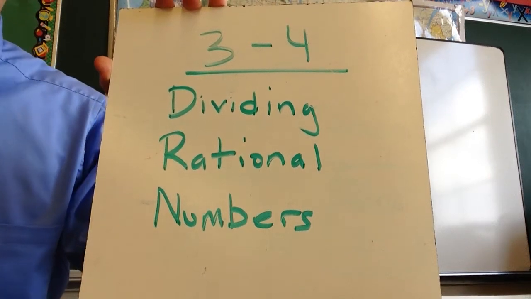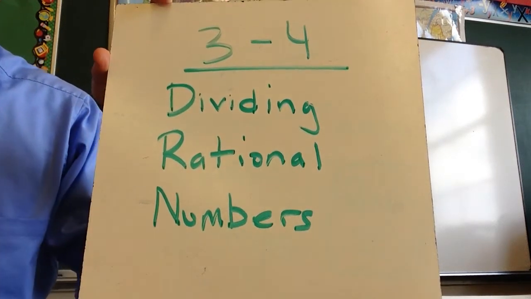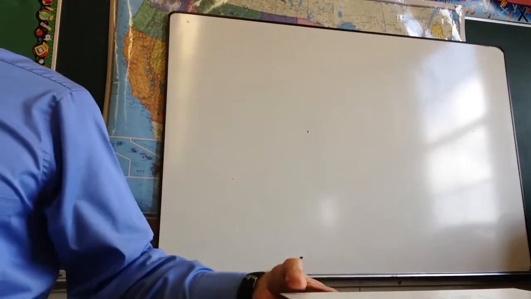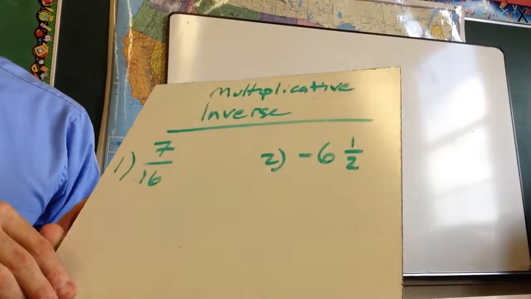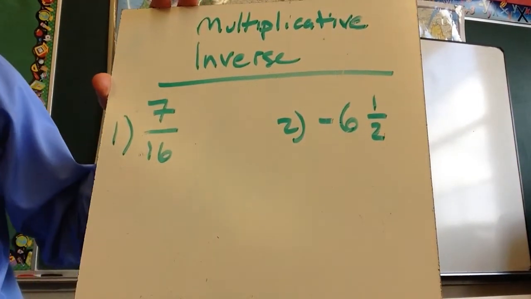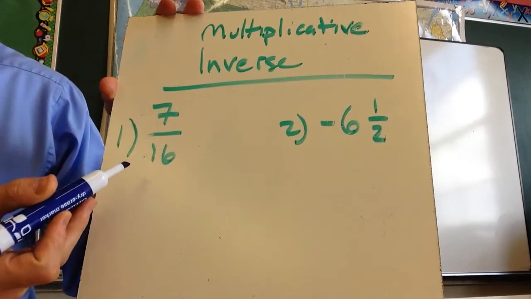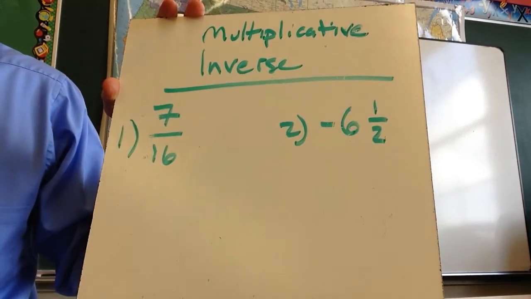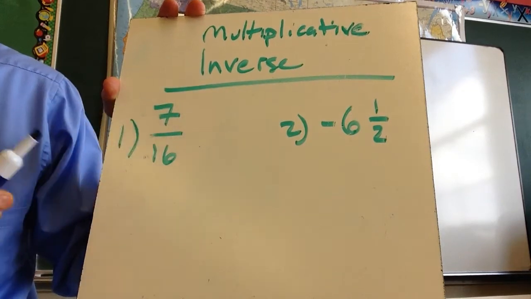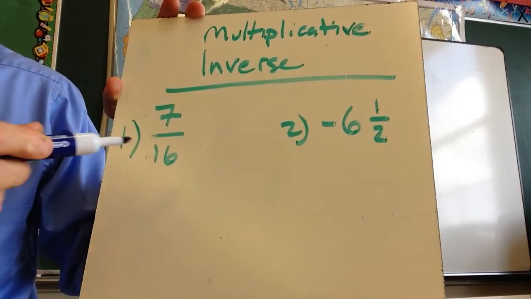Today's video is going to discuss chapter 3-4, dividing rational numbers. Dividing rational numbers is very similar to multiplying, and the first thing we have to do is be able to figure out the multiplicative inverse. Think about the word inverse; it kind of means to flip.